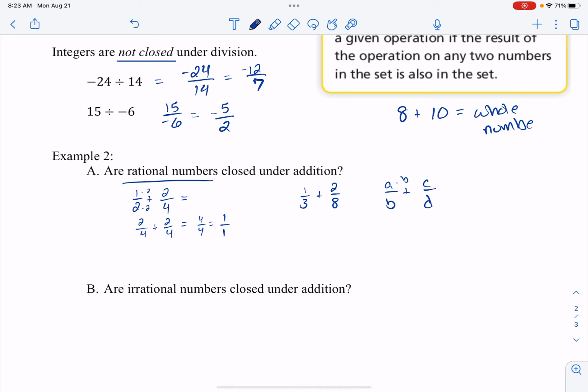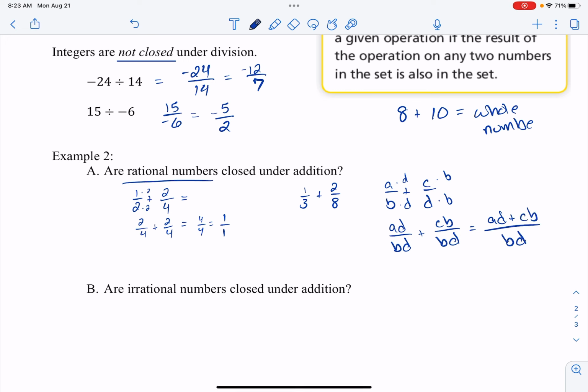First off, I need a common denominator. So I'm going to multiply this first fraction, top and bottom, by d. And I'm going to multiply the second fraction, top and bottom, by b. So I have a times d over b times d plus c times b over b times d. So when I add them, I'm left with ad plus cb, ooh, a lot of letters, over common denominator of bd.